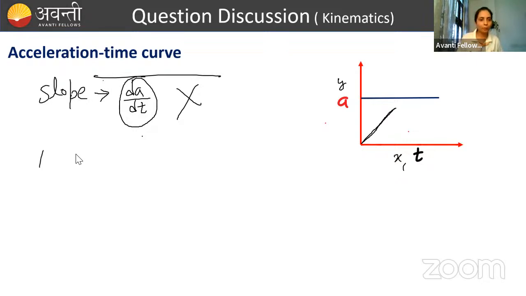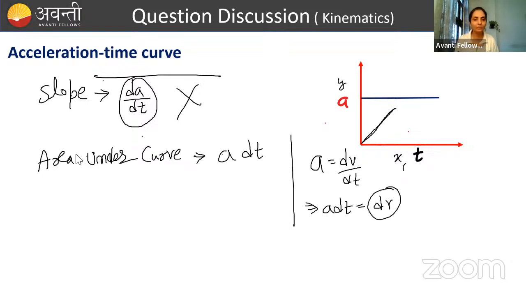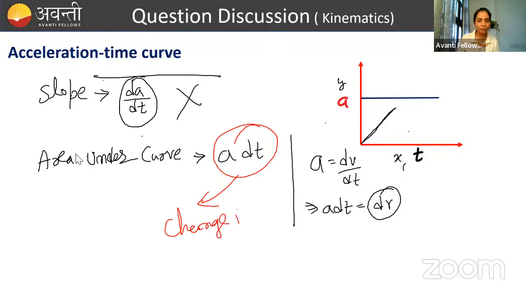Now let's come to the area under the curve. Area under the curve was y dx, that is A dt. Now check whether A dt is equal to something. A was equal to dv by dt. So if we write A dt, A dt is equal to dv, the change in velocity, right? So A dt is actually equal to a physical quantity, and that is change in velocity.